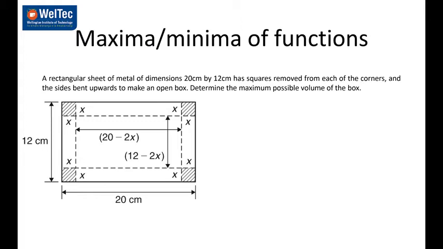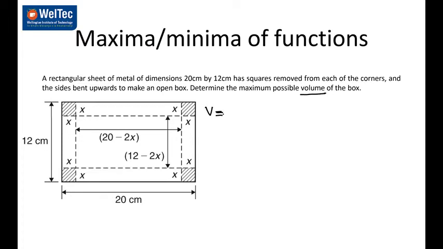Now in this one it tells you you've got a sheet of metal and you've got little squares cut out from the corner, and then the sides are bent up to make an open box, a kind of a tray thing, and you've got to find the maximum possible volume of the box. So that's the thing that you need to work with, is the volume. So we need to get a statement for the volume.